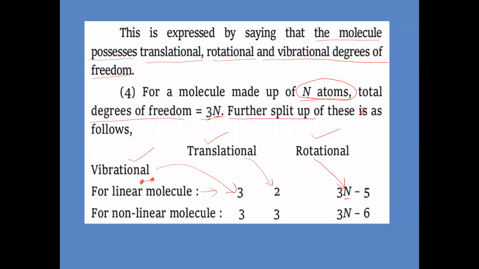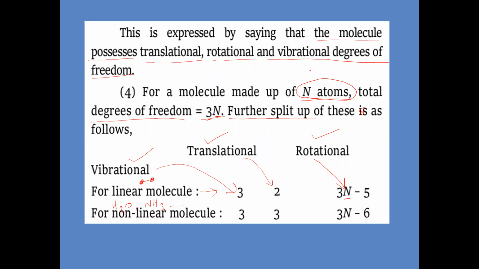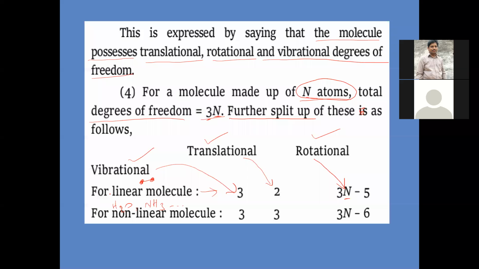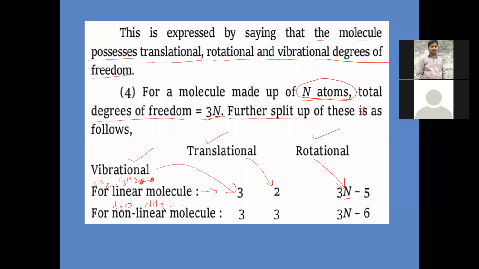Next, for non-linear molecules. What are non-linear molecules? H2O, and NH3. These all are non-linear molecules. Linear molecules and non-linear molecules we have to consider. CO2 is a linear molecule, and C2H2, acetylene, is also a linear molecule. So linear molecules and non-linear molecules we have to take separately.